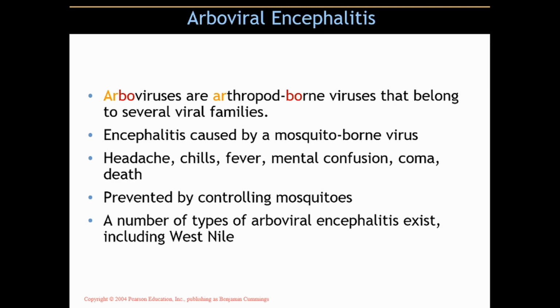How do we control these arboviral diseases? We control the mosquitoes. Reduce the mosquito population. Now you've lost the vector. And because the vector is no longer around and their numbers are low, the disease won't spread. The same principle would apply to malaria. Get rid of the mosquitoes, the protozoa now no longer have their vector to travel through, and so therefore the disease would potentially be eradicated if the mosquitoes were eradicated. A number of types of arboviral encephalitis exist, including West Nile virus or West Nile encephalitis.